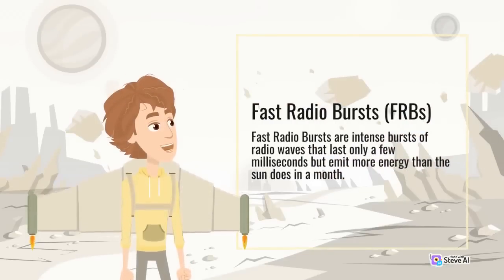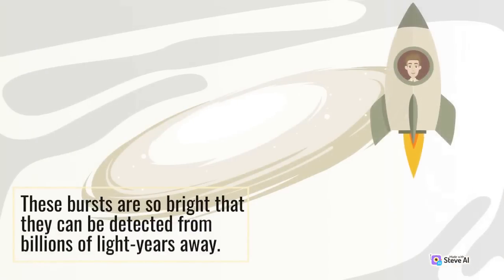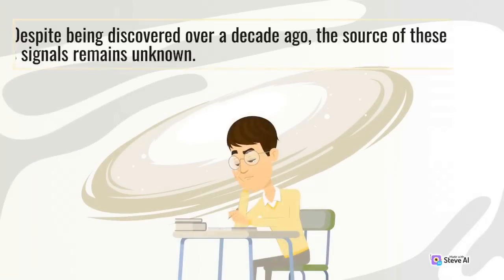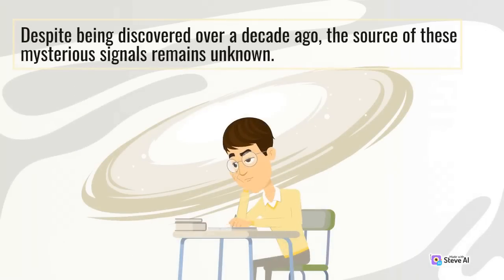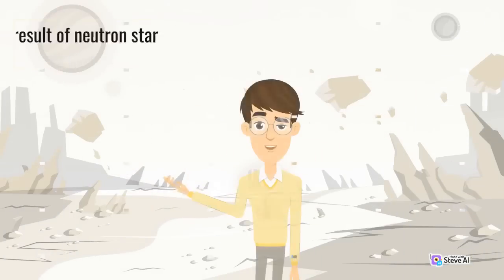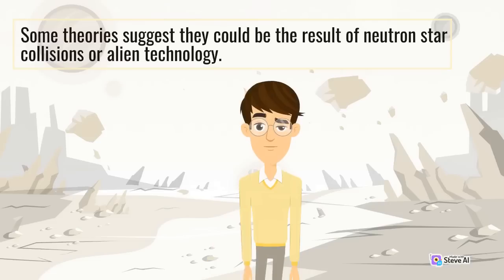Fast radio bursts, FRBs. Fast radio bursts are intense bursts of radio waves that last only a few milliseconds but emit more energy than the sun does in a month. These bursts are so bright that they can be detected from billions of light-years away. Despite being discovered over a decade ago, the source of these mysterious signals remains unknown. Some theories suggest they could be the result of neutron star collisions or alien technology.